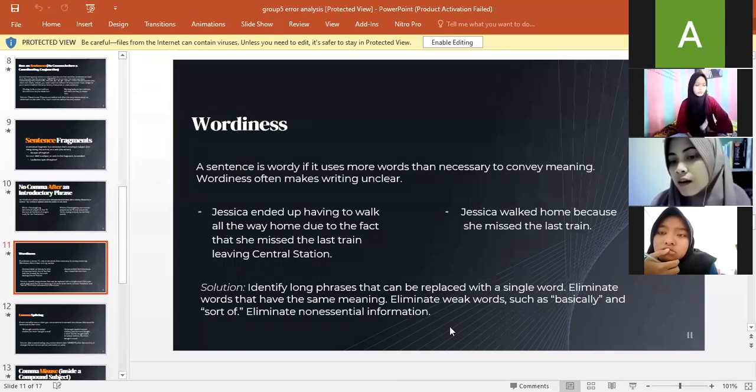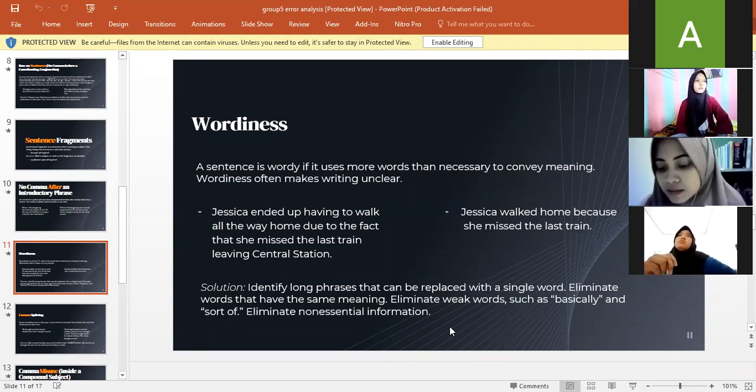The solution is to identify long phrases that can be replaced with a single word, eliminate words that have the same meaning, eliminate weak words such as basically and sort of. Eliminate non-essential information so it will be clearer. If you are wordy, it will be unclear. Next step.